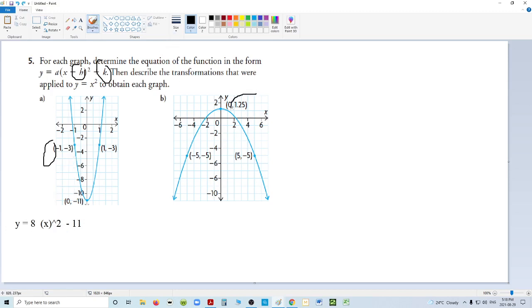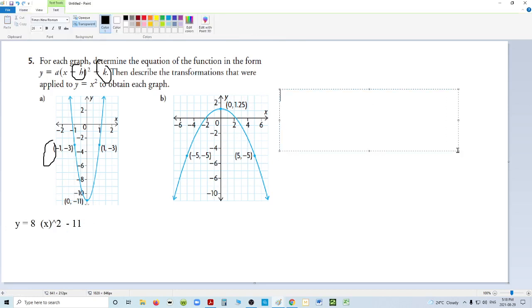Now I believe that's 1.25 there. Interesting, 1.25. Okay, because it starts at (0, 0), it can only be this. So my x is still the same. I don't know my a. It's facing downward, so at the end I'm going to have a minus in front of that a. But I have x, and the whole thing squared, and it hasn't been translated left or right. And then I'm going to add 1.25. And then when I take any point, I'll take the (5, -5) and put it in.